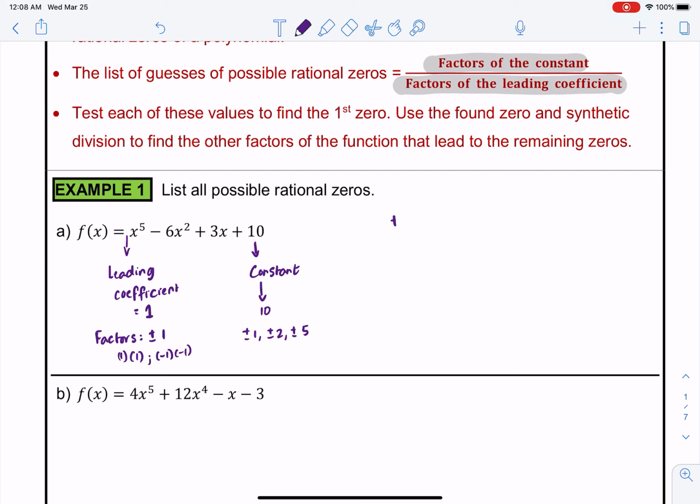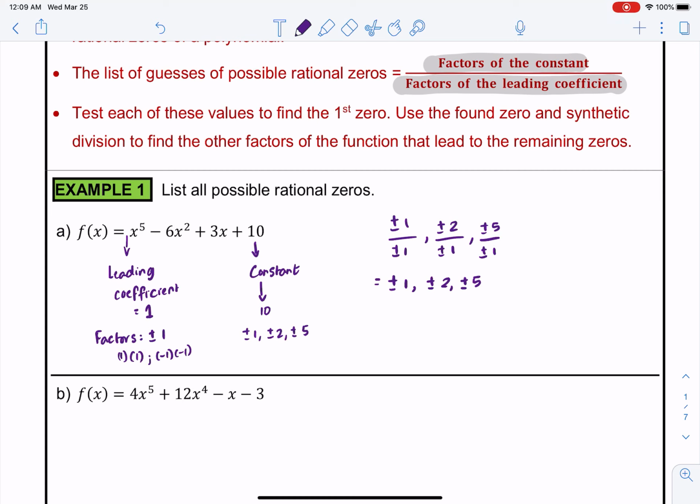So it is plus or minus 1 divided by plus or minus 1, plus or minus 2 divided by plus or minus 1, plus or minus 5 divided by plus or minus 1. And if we divide plus or minus by plus or minus, we'd still get plus or minus. So plus or minus 1, plus or minus 2, and plus or minus 5. We have to keep in mind that these are the possible rational zeros.